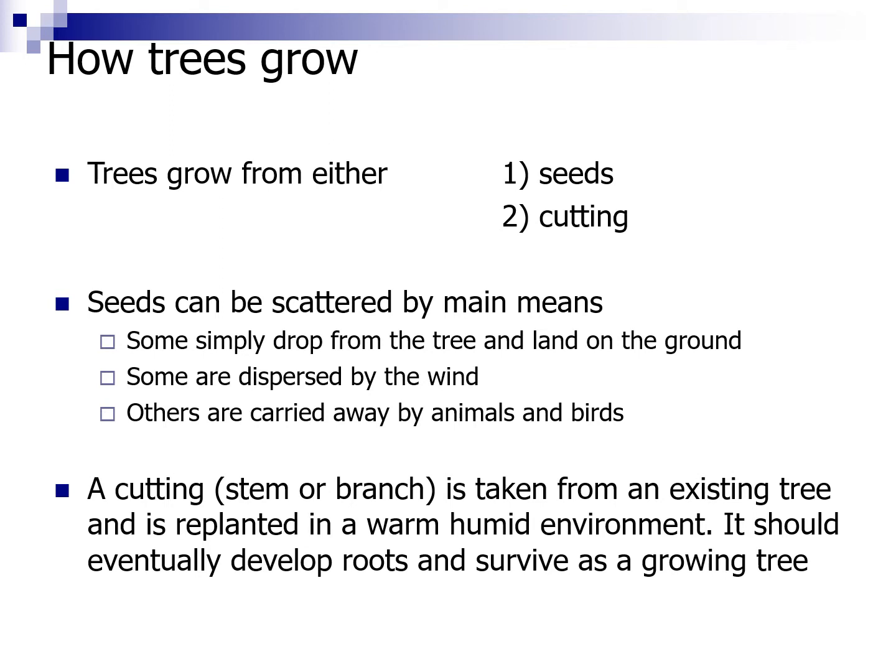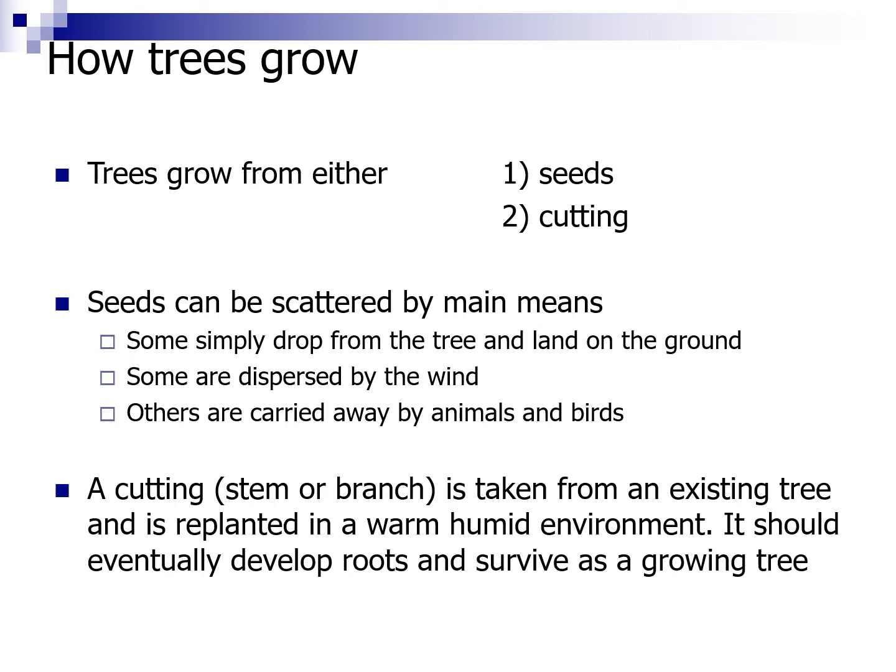So trees can grow from one of two sources, either from seeds like an acorn or a helicopter or conkers, or from a clipping from a hedge or a tree, which would be called a cutting. Seeds can be scattered by a lot of different means. Some simply drop from the tree and land on the ground. Animals play a big part in dispersing them around the place. Wind can disperse them, and waterways like rivers can also carry them downstream.